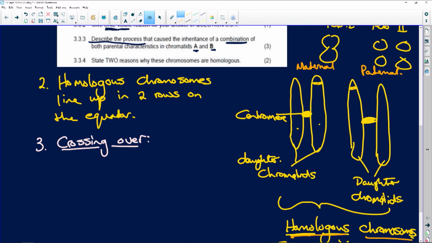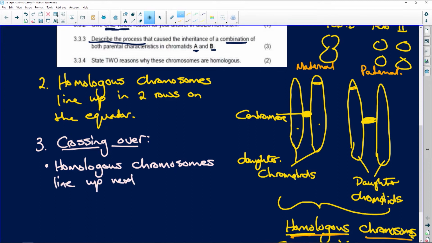You'd say that number 1, or first point, homologous chromosomes line up next to each other. Okay, so we're going to have this one here, and this one here, and they line up next to each other. So can you see here, they're next to each other. All right, that's point number 1. Then point number 2, your non-sister chromatids.